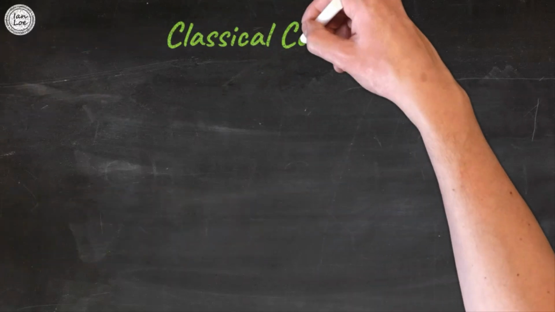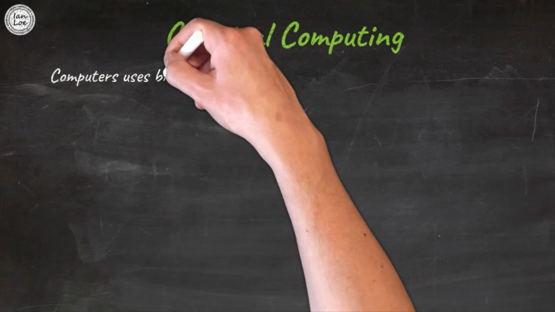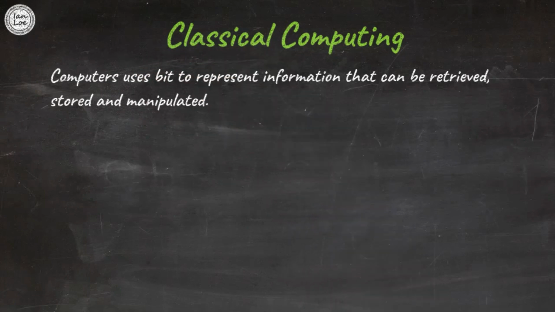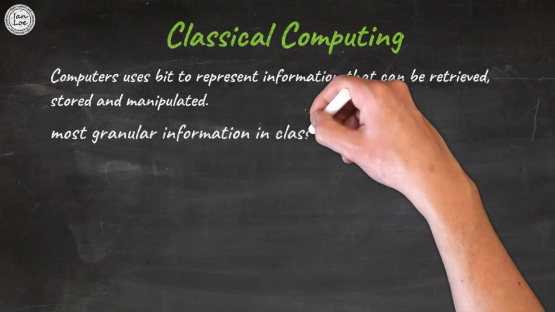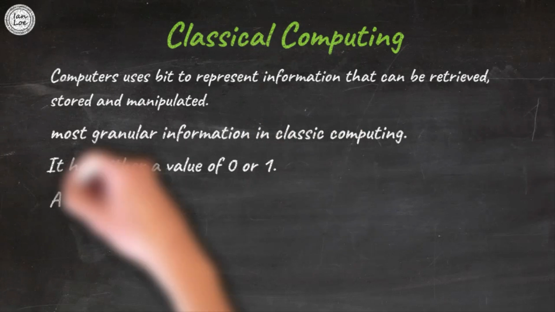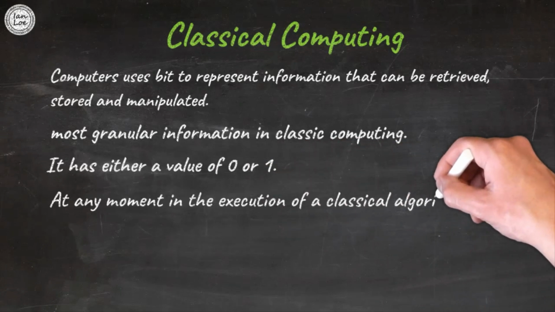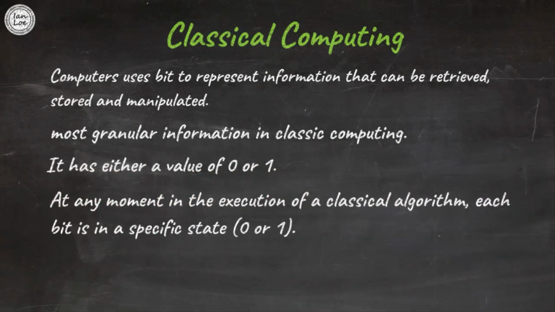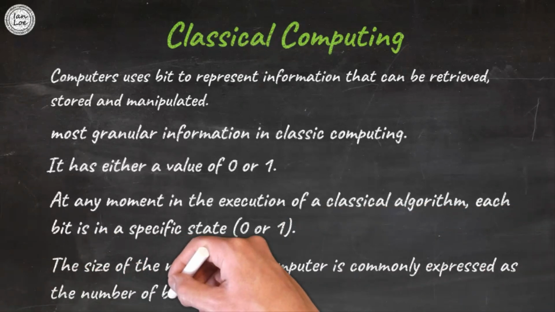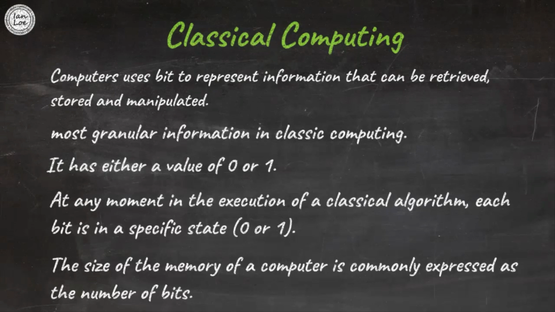Let's begin with a recap of classical computing. Classical computers use bits to represent information that can be retrieved, stored, and manipulated. The classic bit is the most granular information in classic computing. It has either a value of 0 or 1. Other data structures are built upon the bit. At any moment in the execution of a classical algorithm, each bit is in a specific state, 0 or 1. This is one of its limitations. The size of the memory of a computer is commonly expressed as the number of bits accessible by the processor. It is one of the main contributors to the performance of a computer.